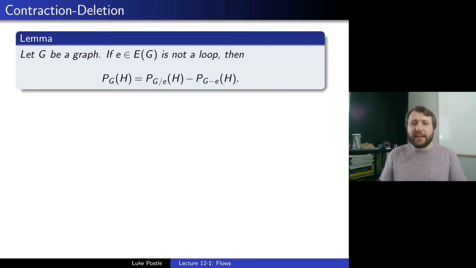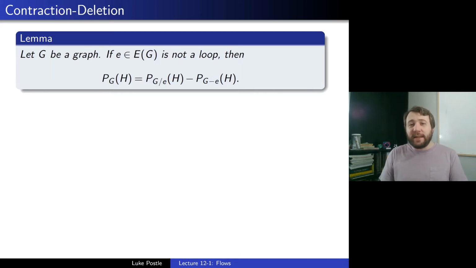So maybe you've seen something like this before. If you end up taking matroid theory, you'd see this. But here's the nice idea. Let G be a graph, and if you have an edge e that's not a loop, then it turns out P_G(H), the number of H-flows of G, is equal to P_{G/e}(H) minus P_{G−e}(H).